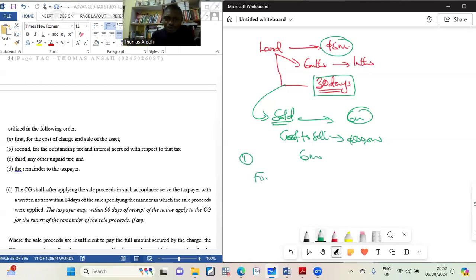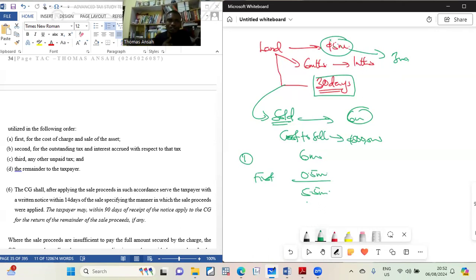First thing they do is to take what? The cost of sales, which is 0.5 million. All right, so it means it will be left with 5 million. Now, assuming that you owe taxes of, let's say, 3 million Ghana cedis, they will now take the 3 million plus the penalty for not paying the money.